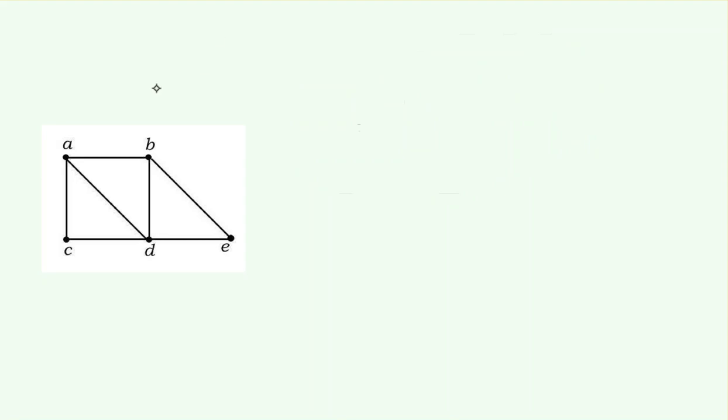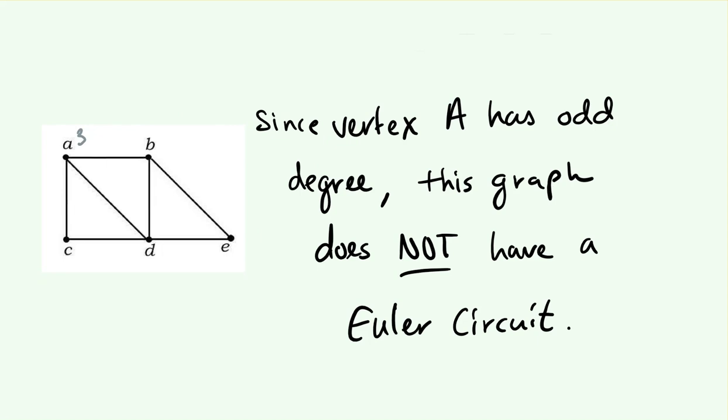I always like to begin by just labeling the degrees of each vertex. So vertex A is degree 3, vertex B is degree 3, and actually I don't need to even label the other degrees of the vertices, because remember, if even one of the vertices is odd, there is no Euler circuit. So since A has odd degree, this graph does not have an Euler circuit.